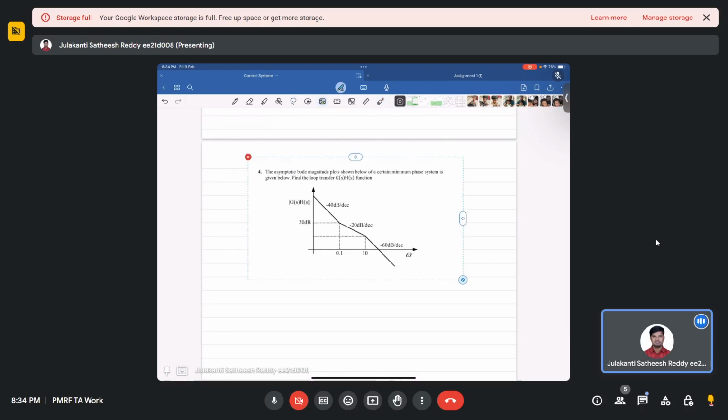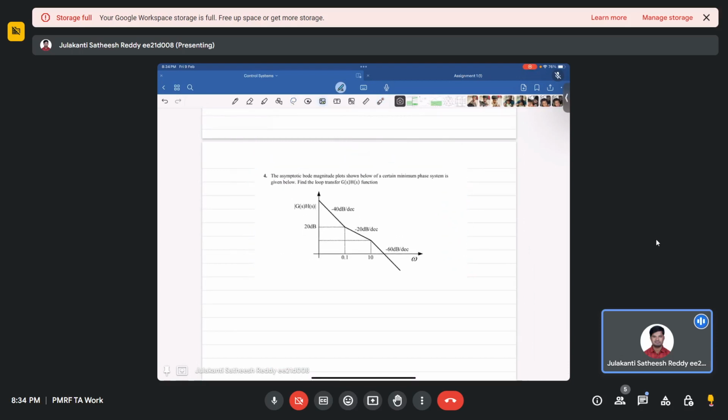Now you need to bring out the exact transfer function of this. It is the last question. See, first, it is said that it is a minimum phase system. So you know that it is standardized, right? There is no S minus 2 or 2 minus S, nothing like that, okay?